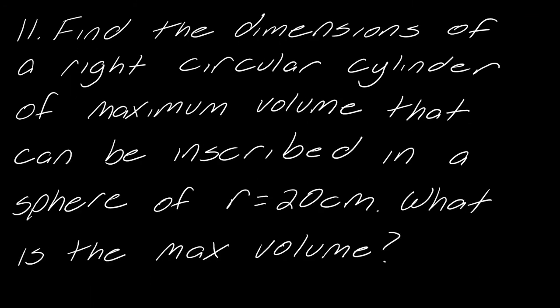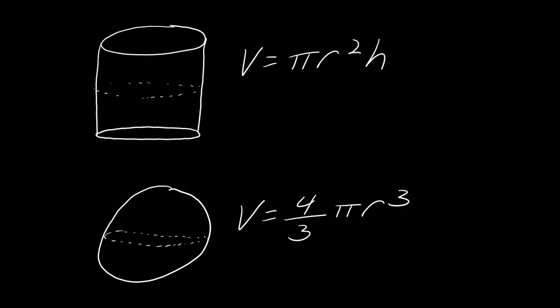So number 11 is an optimization problem. Find the dimensions of a right circular cylinder of maximum volume that can be inscribed in a sphere of radius 20 centimeters, and what is the maximum volume? So just in case you forgot, I have just the two situations up here.